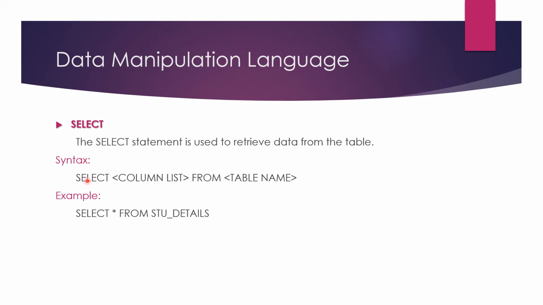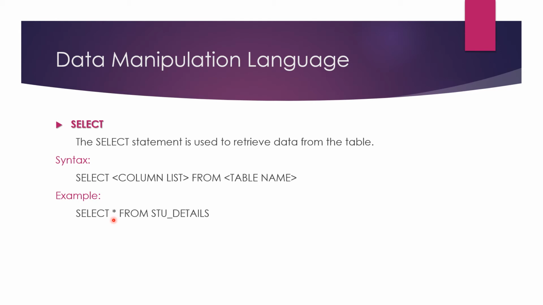And the next query is the select query. The select query is used to retrieve the data from the table. So here is the syntax: select column list from table name. And the example is select star from student details. Here, instead of giving a column list, they have used the asterisk symbol. The asterisk symbol denotes all the columns in that particular table.